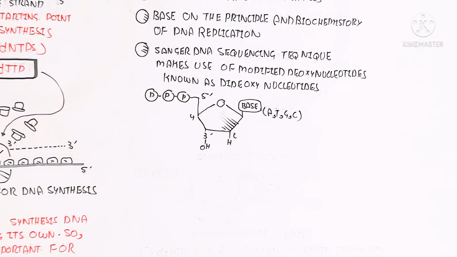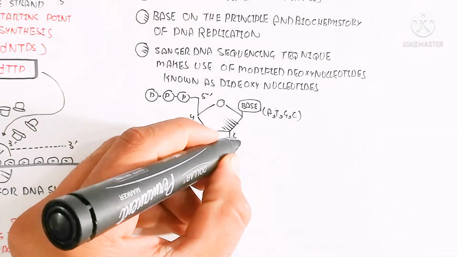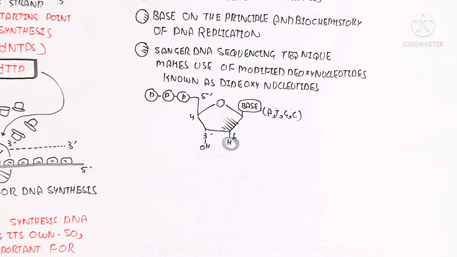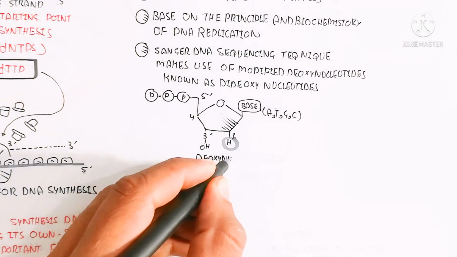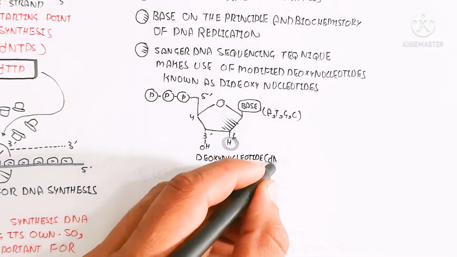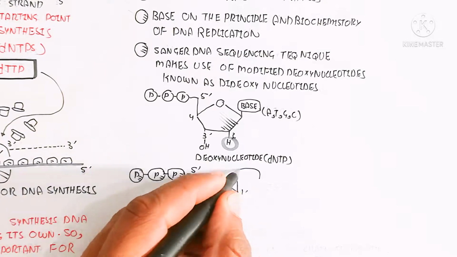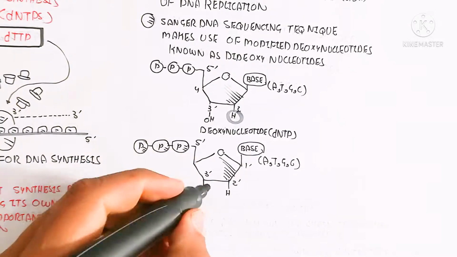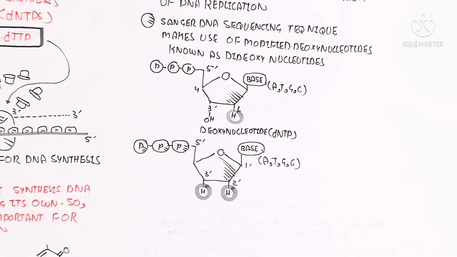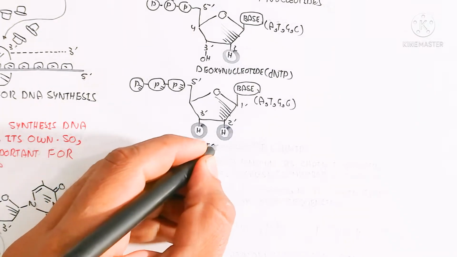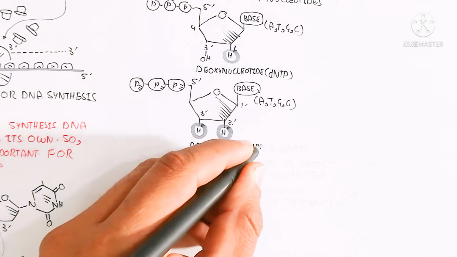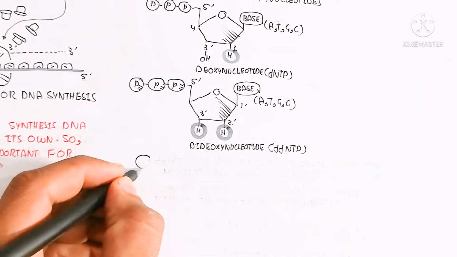Basically, the Sanger DNA sequencing technique makes use of a modified deoxynucleotide known as dideoxynucleotide. It means the hydroxyl group here is on the deoxynucleotide, where you can see adenine, thymine, guanine, and cytosine attached to the base and triphosphate. So this is the nucleotide.